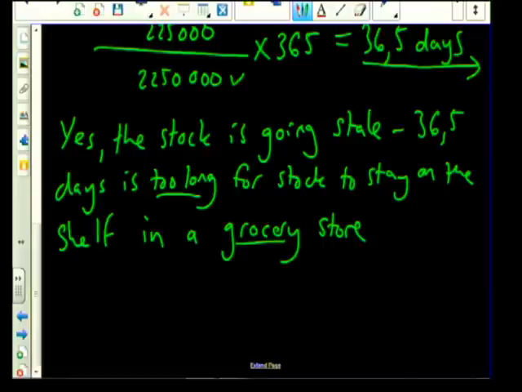But this might be acceptable for a technology store like a cell phone store, because every month new cell phones are coming out. So very important is to relate this to the type of the business, as I said previously when I discussed this ratio with you. So to get full marks, you have to answer the question, the stock is going stale, and refer back to the ratio and the type of business that is being used.